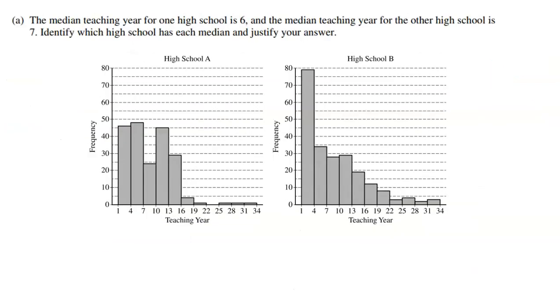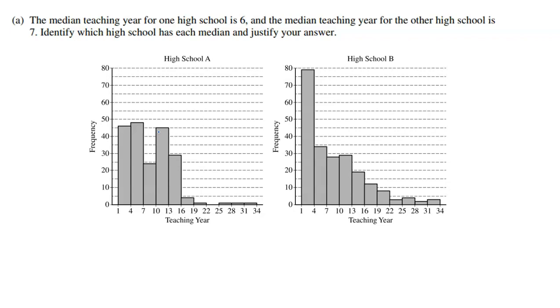So the first question says the median teaching year for one of the high schools is 6, and the median for the other high school is 7. Which high school has each median, and justify your answer. So one of the medians is 6 and one of the medians is 7, and we're supposed to figure out which is which. To figure this out, there are 2 different ways you can do it. The first does involve a little bit more work, but it makes complete sense. And it's not a lot of work by any means.